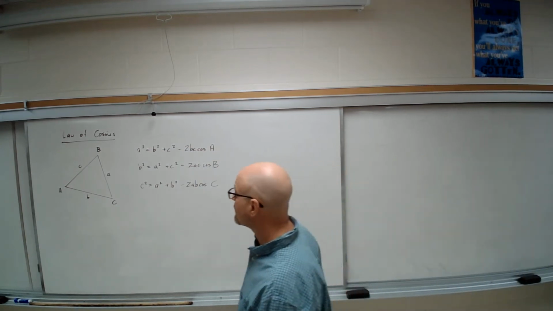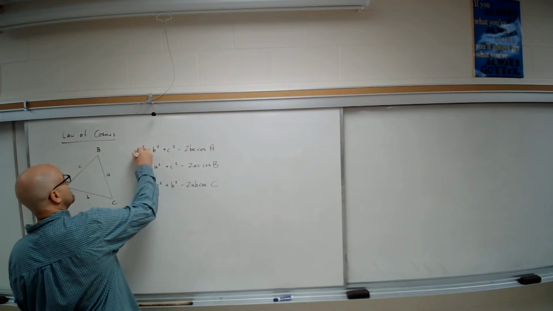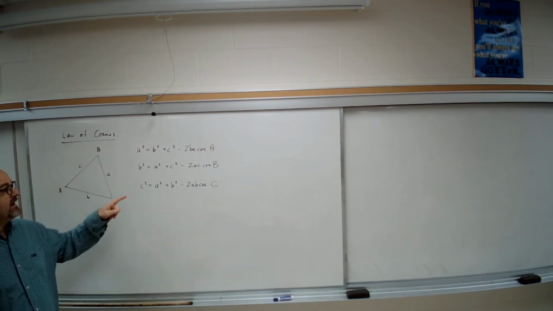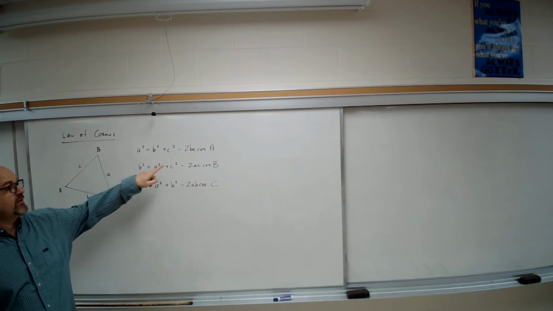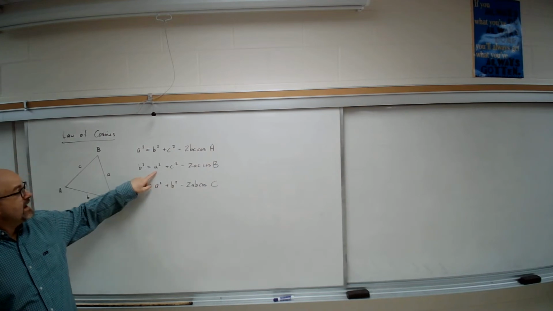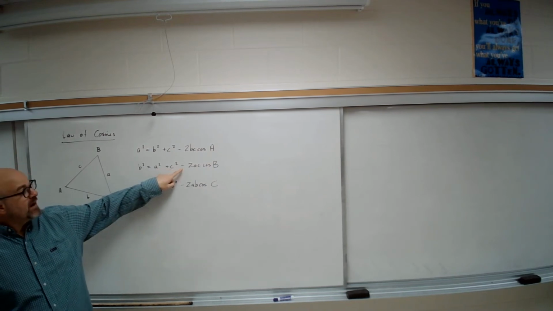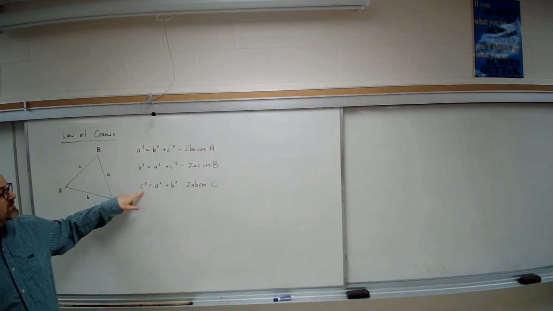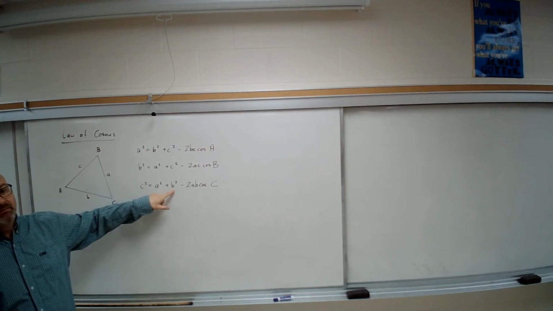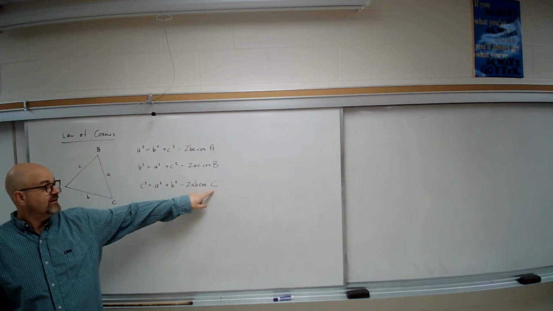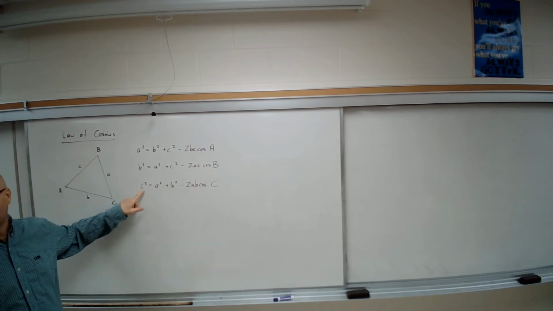If you notice, the other forms are we just switch places around, right? Here, b squared is by itself. You notice we have the cosine of B over here. Here we get a squared plus c squared and then minus 2ac. Here, c squared is by itself. You have a squared and b squared on the right-hand side. You have a and b on the right-hand side. And then you use the angle C over here.